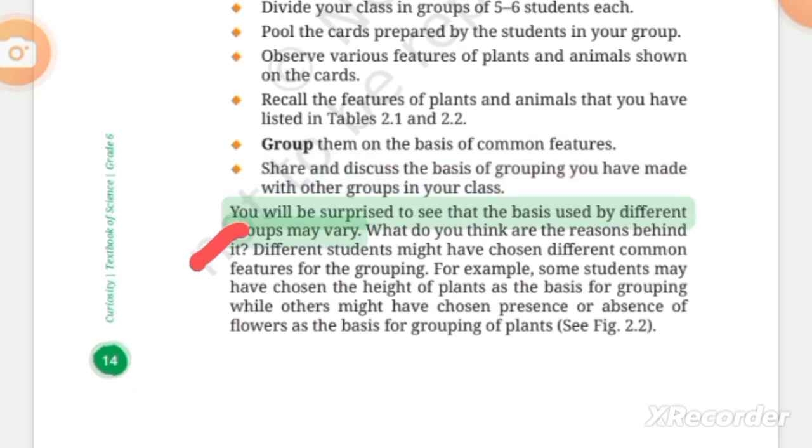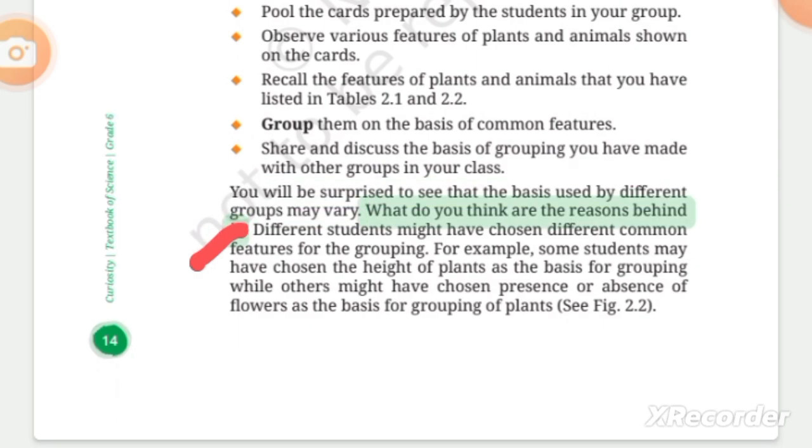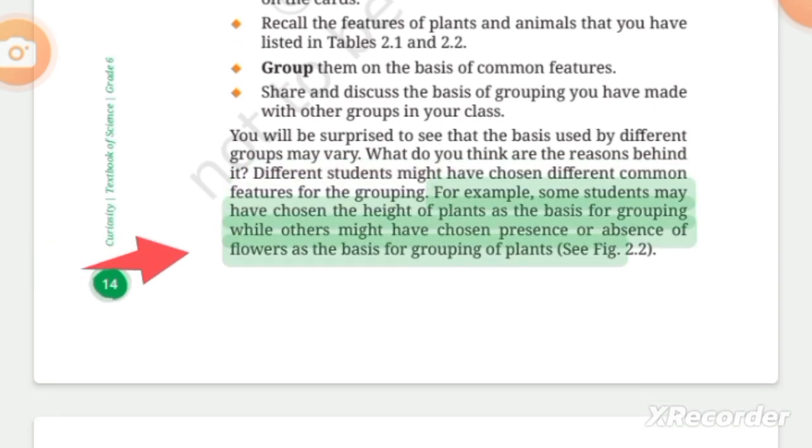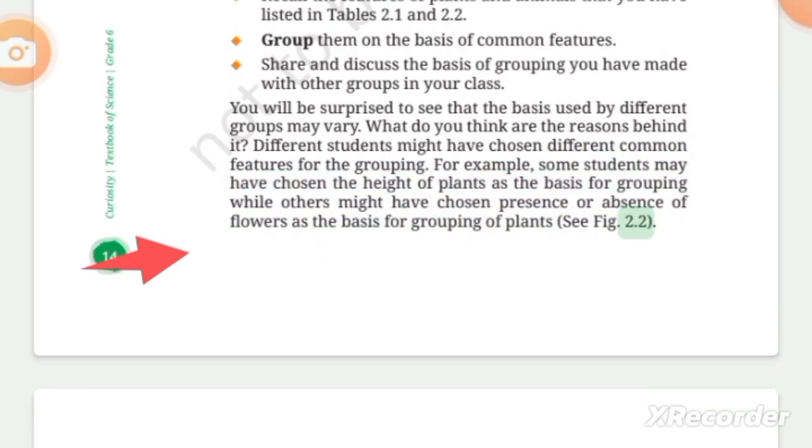You will be surprised to see that the bases used by different groups may vary. What do you think are the reasons behind it? Different students might have chosen different common features for the grouping. For example, some students may have chosen the height of plants as the basis for grouping, while others might have chosen presence or absence of flowers as the basis for grouping of plants. See Fig. 2.2.